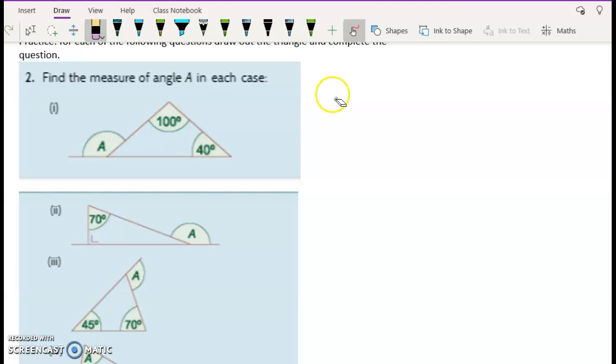Let's look at some of these solutions now. So I need a pen for a start. Okay, so the first one is to find the measure of the angle A. So I want to find the measure of this angle. Okay, I know that the external angle is equal to the sum of the two opposite interior angles. So that means that A equals 100 plus 40, which equals 140 degrees.